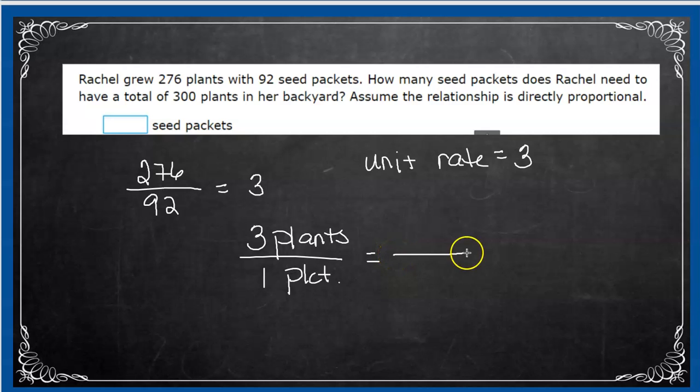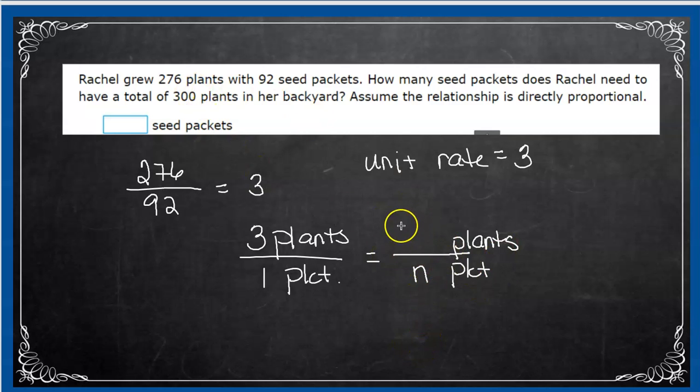So when we do this fraction over here, we want to make sure that we have plants in the numerator. Anytime you set up something like this, you want to make sure both fractions have the same type of item in the numerator and the same item in the denominator. Okay, so we're asking about how many seed packets. That's what we don't know, so we're going to name that n.